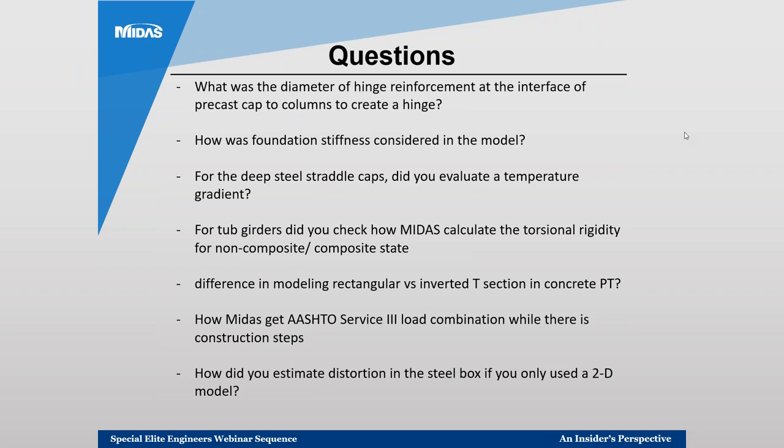On the distortion of the steel box, we used 2D to come up with the basic design and plate sizes. Once we finalized it, we ran the 3D model to estimate the distortion and deflection and all those things. You can go to the next question.